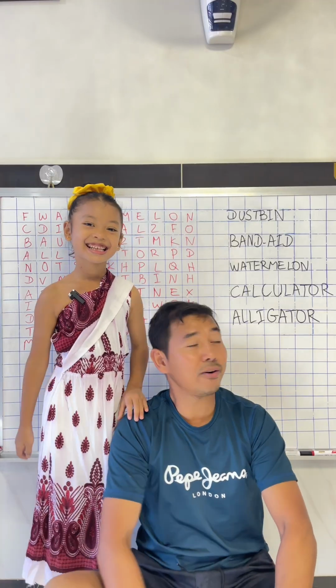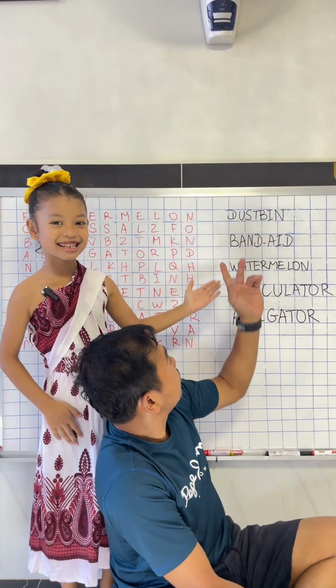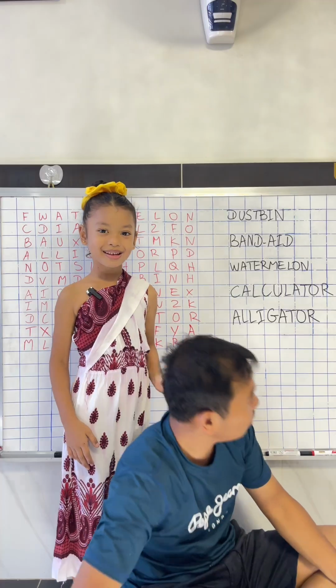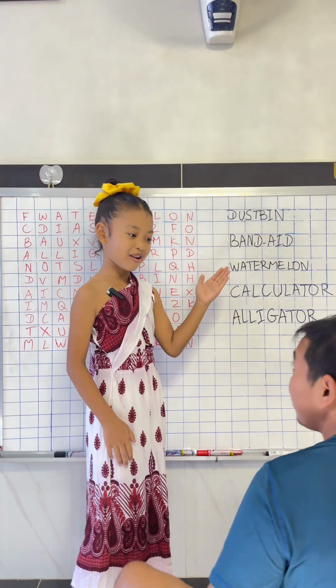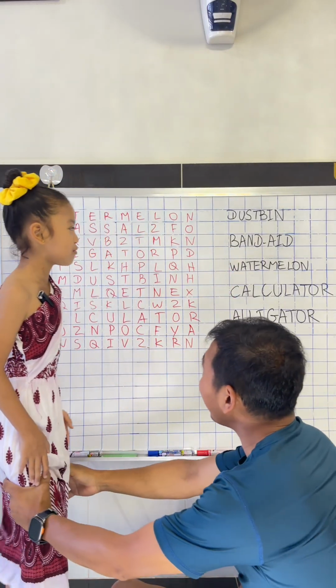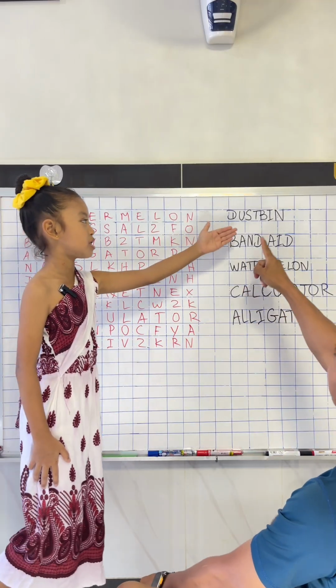Today we have the five words to find in the puzzle. I need to read a little bit, I will read by myself. So we have five words.